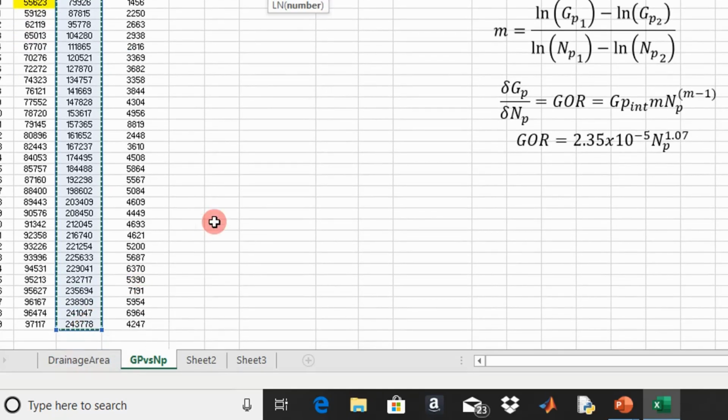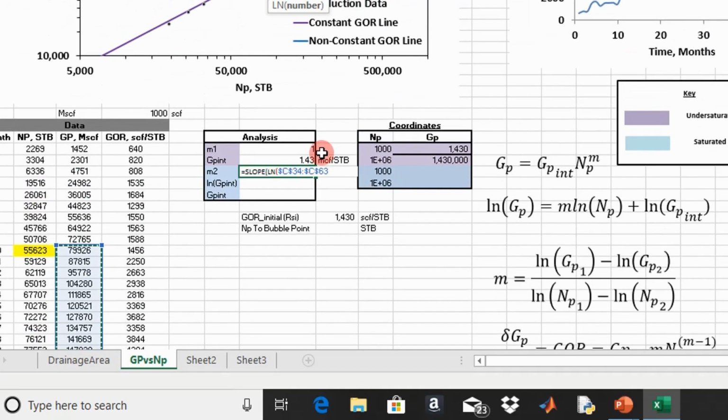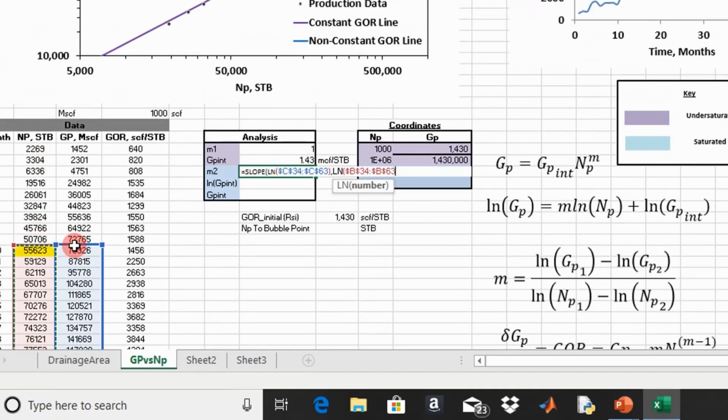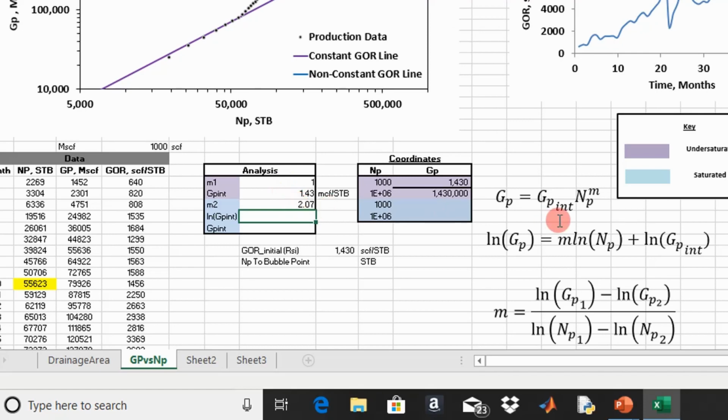So we're regressing off of that. I'm going to lock these in, and then I'm going to do the natural log of our x's. And I'm going to lock those in by pressing F4. And that's our slope. That's our m value in this equation.